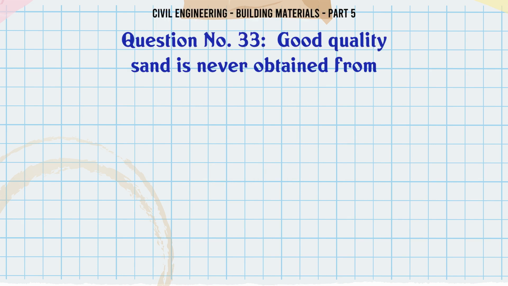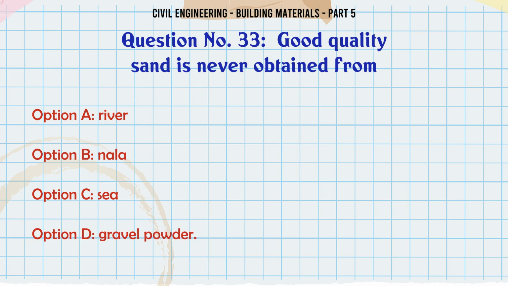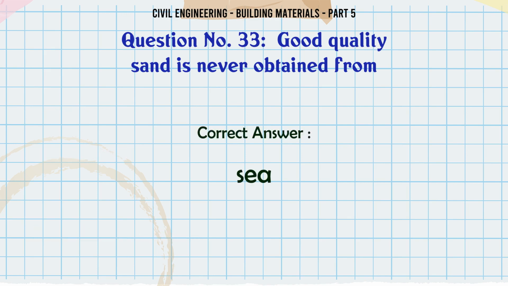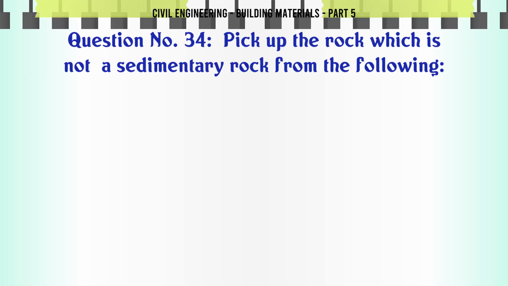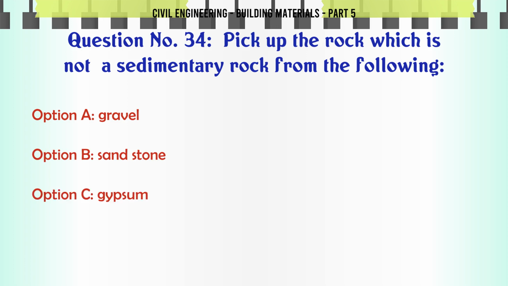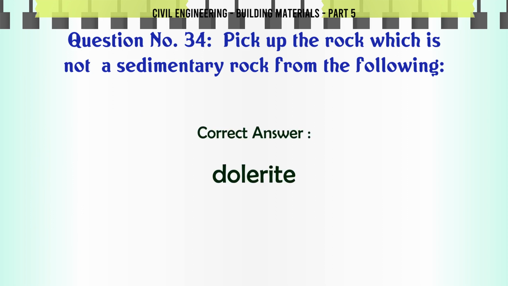Good quality sand is never obtained from A. river, B. nala, C. sea, D. gravel powder. The correct answer is C. Pick up the rock which is not a sedimentary rock from the following. A. gravel, B. sandstone, C. gypsum, D. dolerite. The correct answer is dolerite.